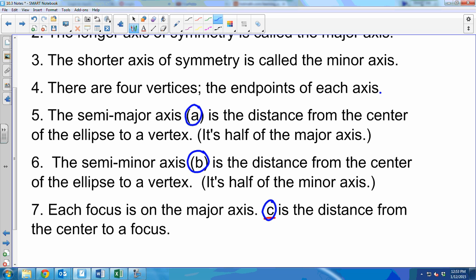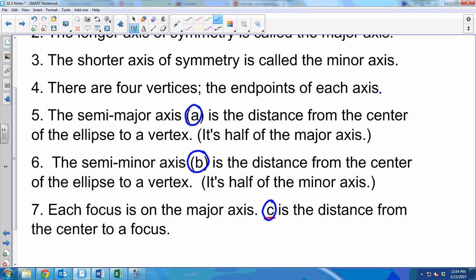So there's a lot of things going on with ellipses. You have major axis, minor axis, the vertices, the foci. We need to keep track of A, B, and C because they're going to be parts of some of the equations we have to use. Once you start working with them, it's not that complicated. But today, you're just going to have a brain full of information.